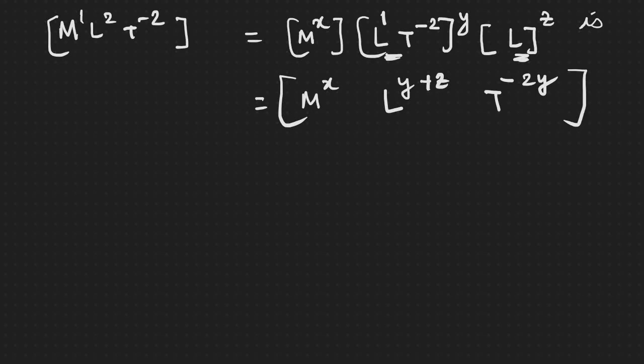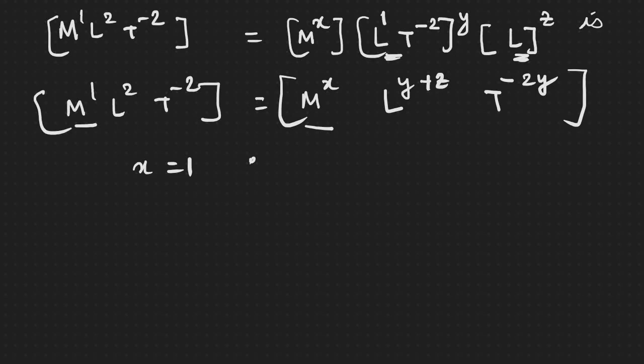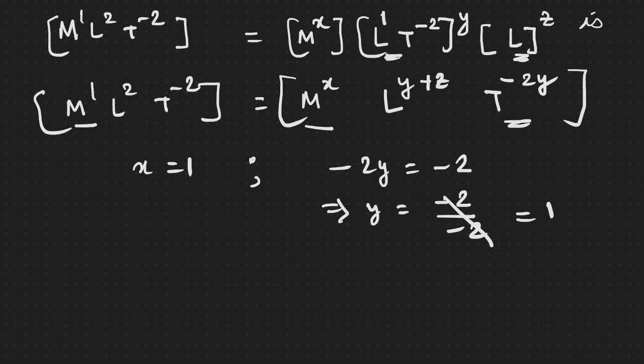So the LHS came out in terms of M, L, T, only fundamental quantities. Then we are going to equate it. Okay. So before equating, I have written it like this. What we are getting here: x equals 1 first of all from M, right? From T, what we are getting is minus 2y equals minus 2. That means y equals minus 2 by minus 2, that is 1, right? So we got x equals 1, y equals 1.